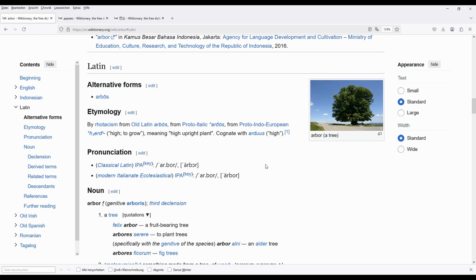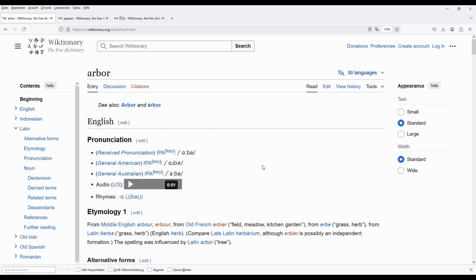So let's just scroll up, and there we see, oh my god, there's even an English word, arbor. Me personally, as a non-native speaker, I didn't know that. It's not, at least not in my active vocabulary. But for native speakers, or if you just learn that word, this is a great memory bridge.